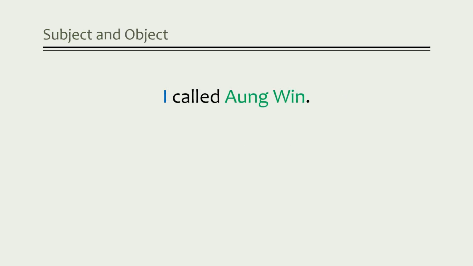So we're going to start with a very basic sentence that contains a subject, object, and a verb. I called Ao Win. Now in English, we can identify the subject and object by their relative position to a verb. Remember, a subject is who or what is doing the action defined by the verb. In this case, I am calling someone on the phone, so I'm the subject of this sentence. The object is who or what receives the action. In this case, Ao Win is being called by me, so he's the object of this sentence.